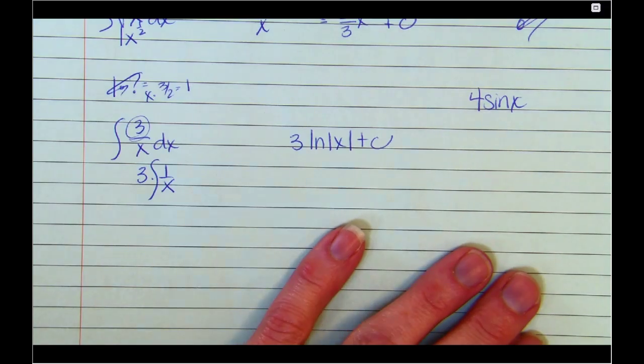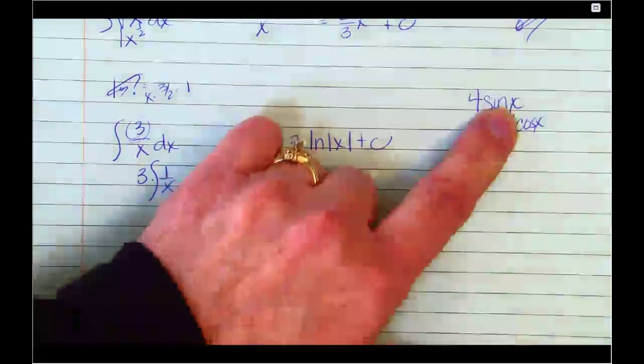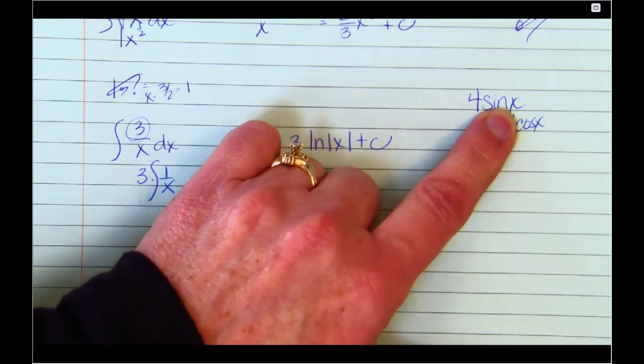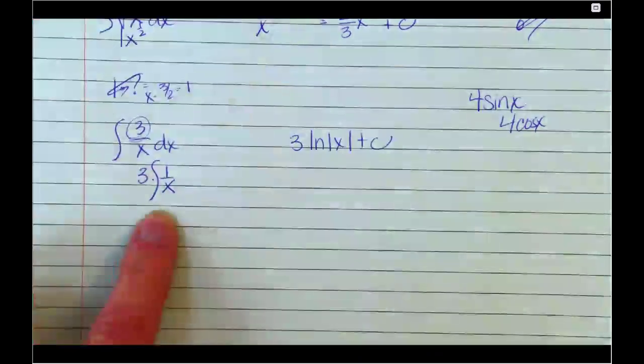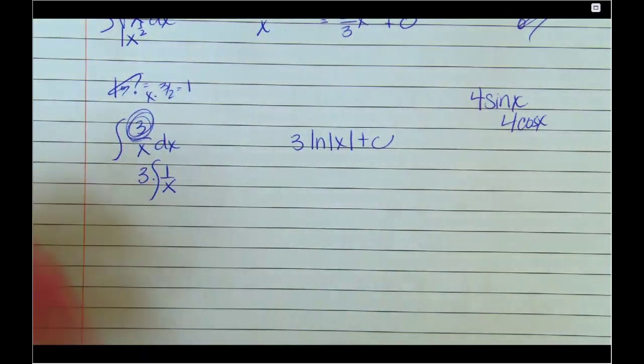Not the antiderivative, but the derivative. 4 cosine x, because you ignore the 4, do the derivative of the sine and put the 4 back on. It's the same thing except an antiderivative. So if you're like, hey, I've got a random constant there that I don't like, move it.